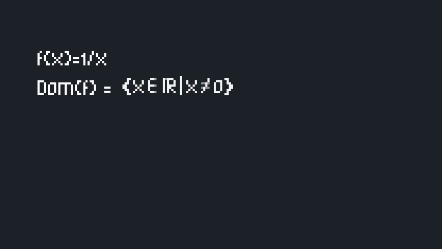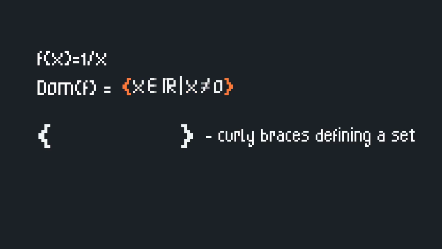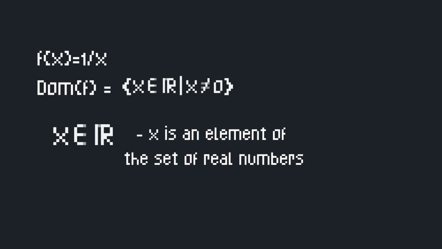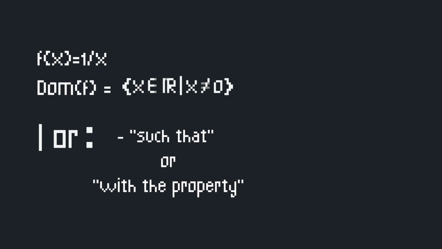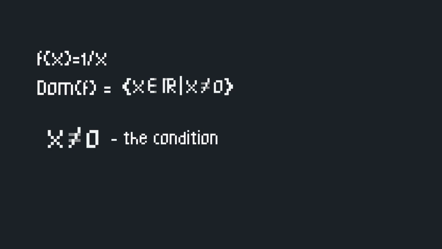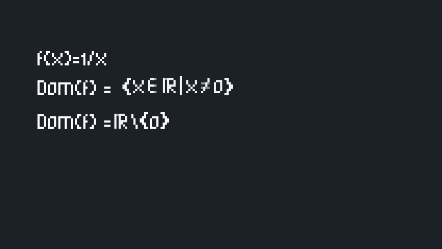Let's pause and unpack every symbol. The curly brackets mean we are describing a set. The expression x belongs to the set of real numbers. The vertical bar, sometimes written as a colon, is read as "such that." It tells us that there is a condition. The condition is x is not equal to 0. A shorter way to write the same thing is dom f equals R\{0}.